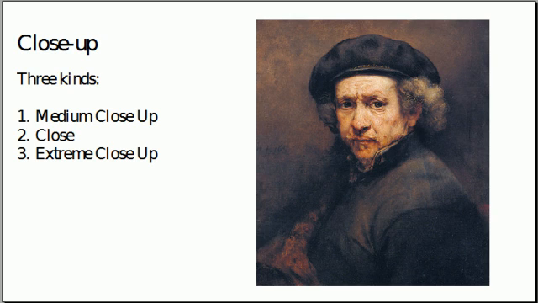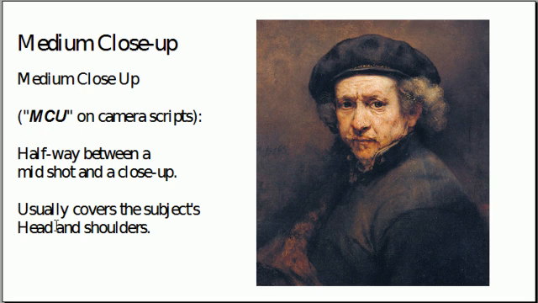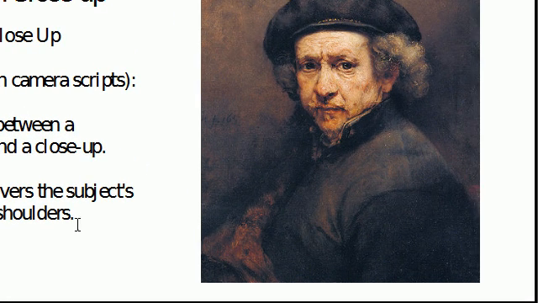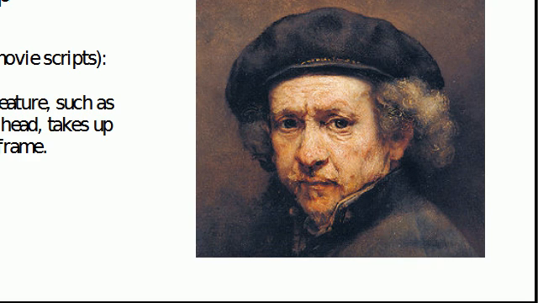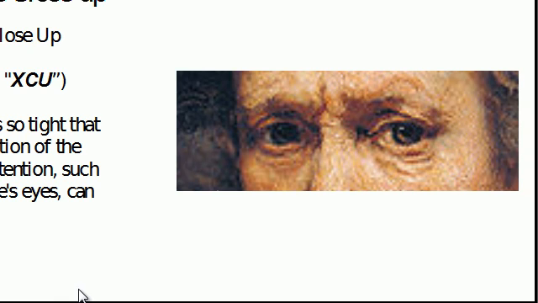Here's a close-up. We've got three kinds of close-ups: medium close-up, close-up, and extreme close-up. So this would be a medium close-up, and on a script you'll see this written as MCU. It's sort of halfway between a mid-shot and a close-up, usually the subject's head and shoulders. Then here, close-up on Rembrandt, and now the head takes up the whole frame. And then you can have an extreme close-up where you go in, maybe just the eyes are visible and nothing else. And that would be called an ECU or XCU on a film script.